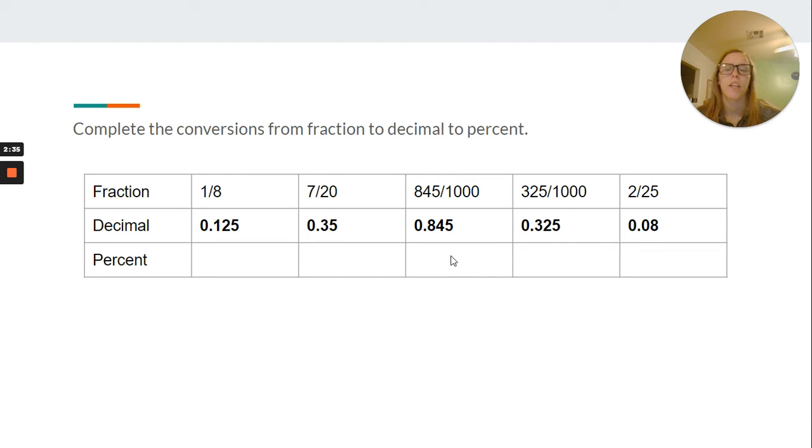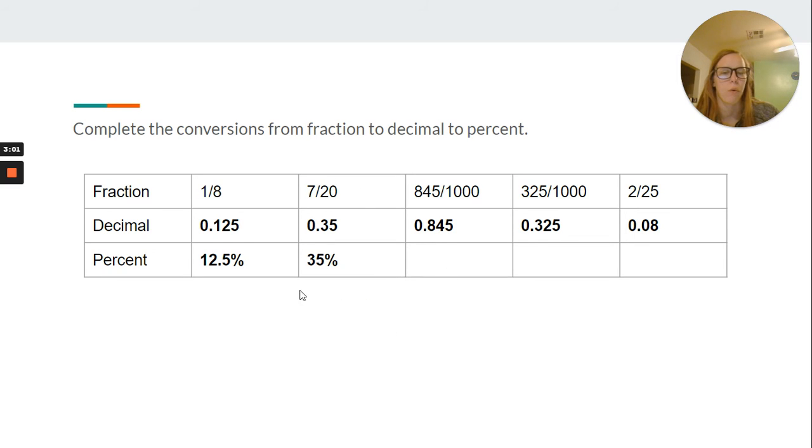Now, how do we make them percents? Well, with the decimals, it's pretty easy. So your percent is always going to be out of 100 in this case. So we can move the decimal to the space after the hundredth. So we have tenths, hundredths, thousandths in this case. So we would move the decimal 2 places and end up with 12.5%.